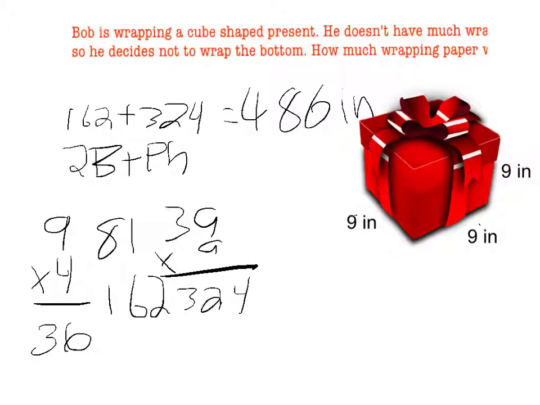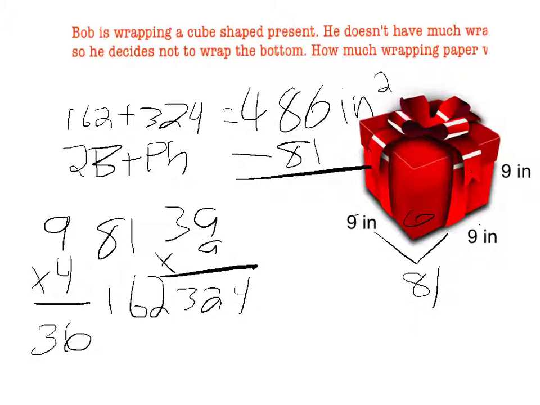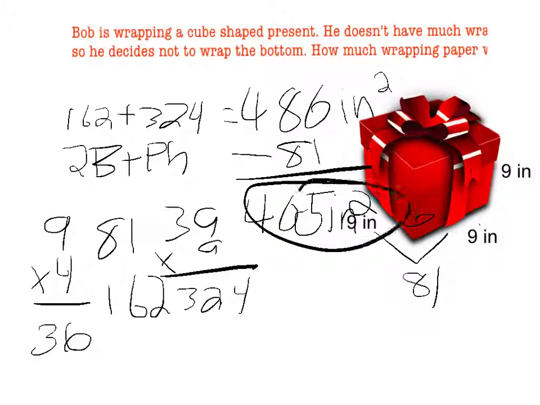486 inches squared would not be our final answer, though, because remember, he did not wrap the bottom, so we now have to subtract the bottom from the final total. The bottom would be the area of the base, which would be 81, as we did earlier. So we must subtract 81 from our final answer. Our answer then will be 405 inches squared. How much wrapping paper will Bob need? 405 inches squared wrapping paper.